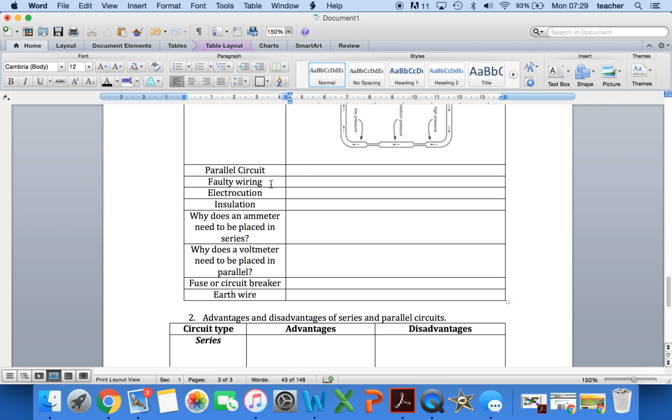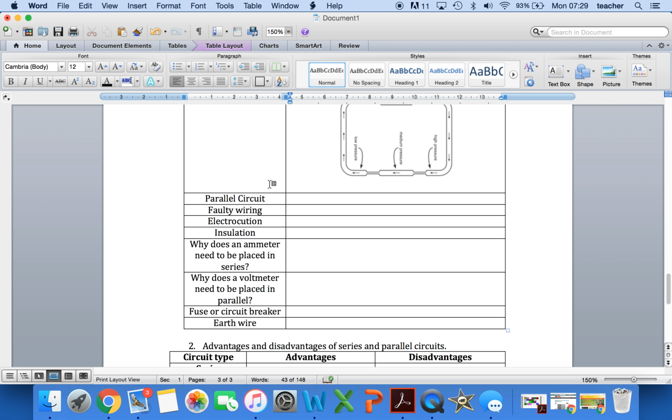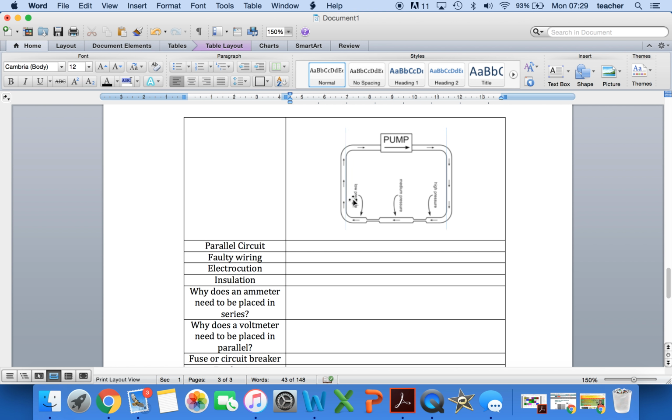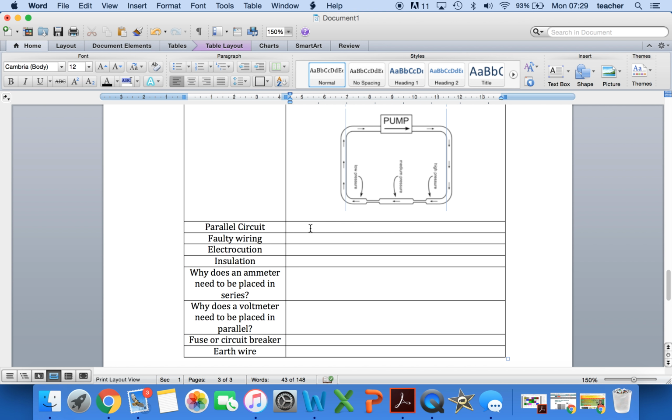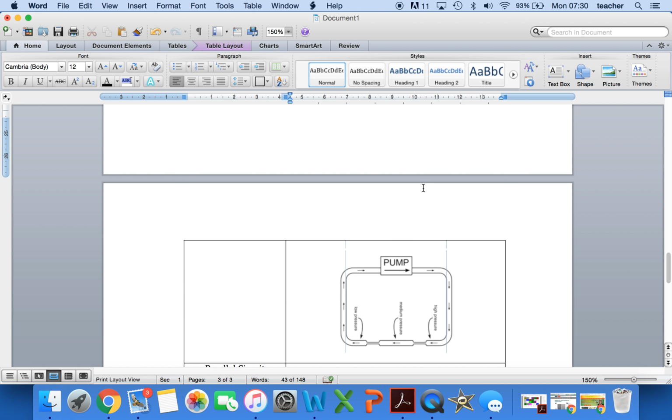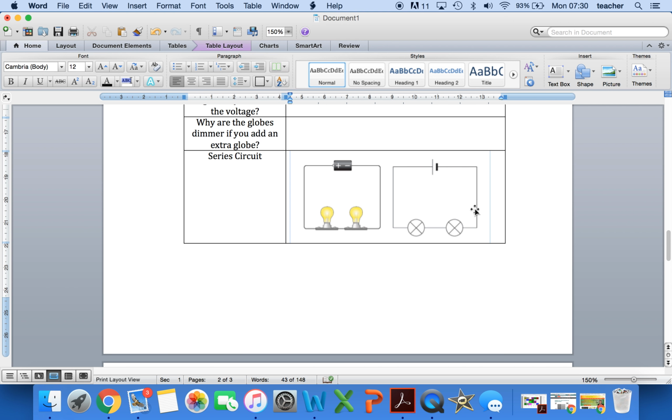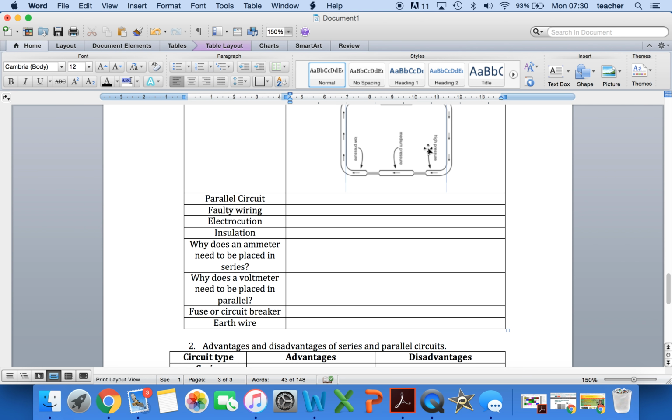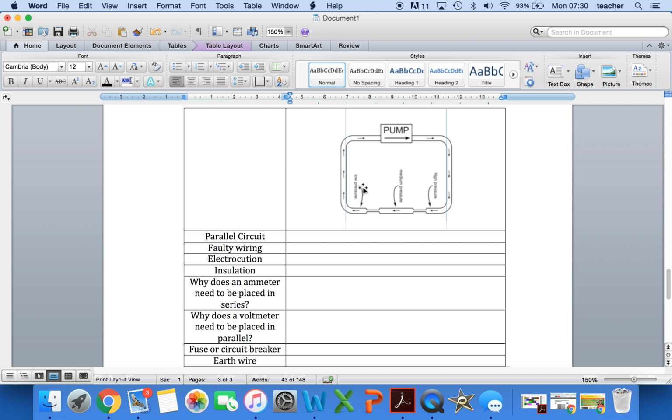A couple of other things here I want you to talk about which have to do with safety. These three here and the two down the bottom. Faulty wiring. How would you represent faulty wiring in this sort of arrangement here? How would you represent electrocution? So you think about what happens in an electrical circuit when someone gets electrocuted. What happens to the electricity in this circuit? How could we show that in the pump there?